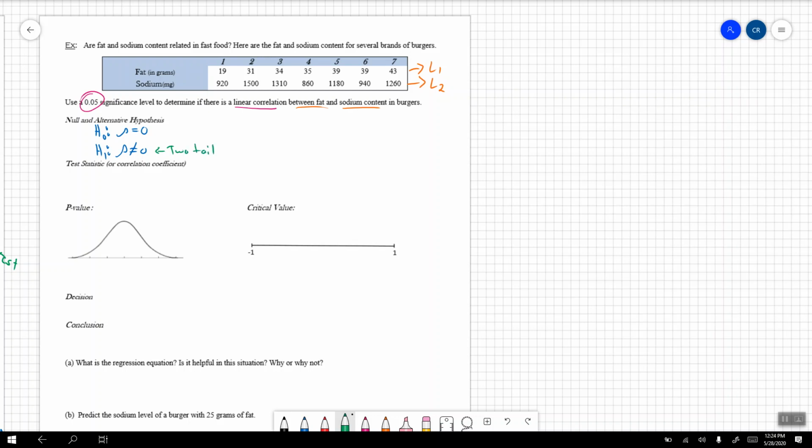Now, if you've noticed, all of these linear correlation problems, hypothesis testing wise, are always going to be two-tailed tests at all times. All right, perfect. So what I'm going to do now is insert all of this into the calculator and extract everything that I need. Let's go through the calculator, extract it, and I'll bring that screenshot here.